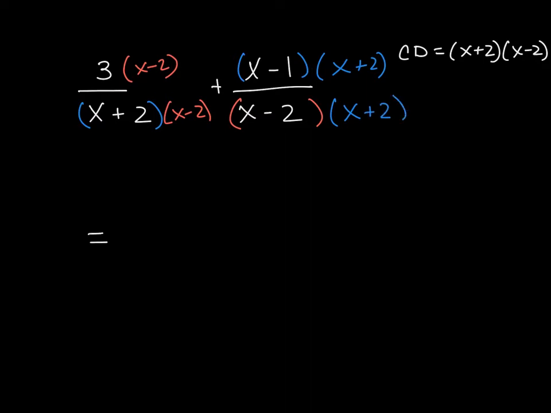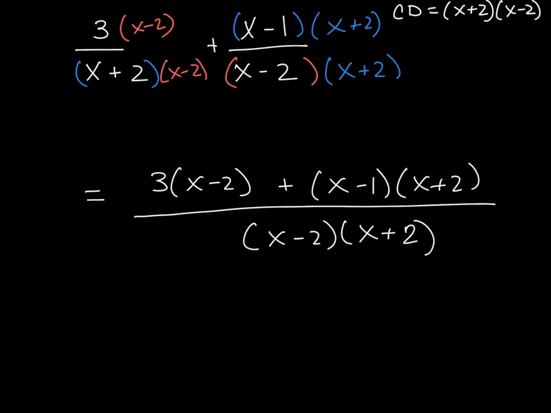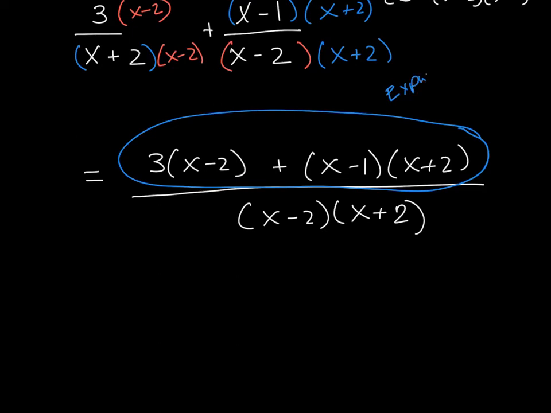Now when I rewrite this, that's going to be 3 times x minus 2 plus x minus 1 times x plus 2. And this is all over that common denominator, x minus 2 times x plus 2. What I have to do now is simplify all of this. And what I mean by that is I want to expand it and then combine like terms.